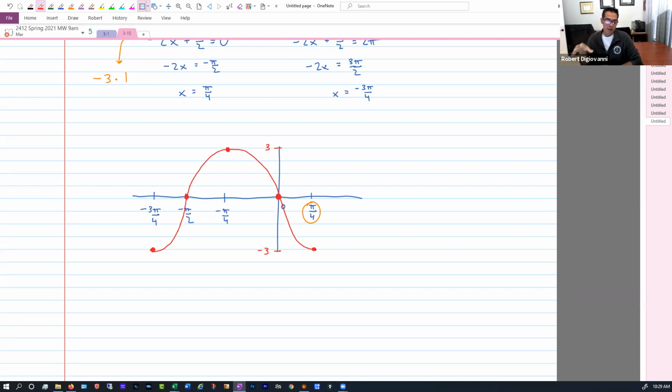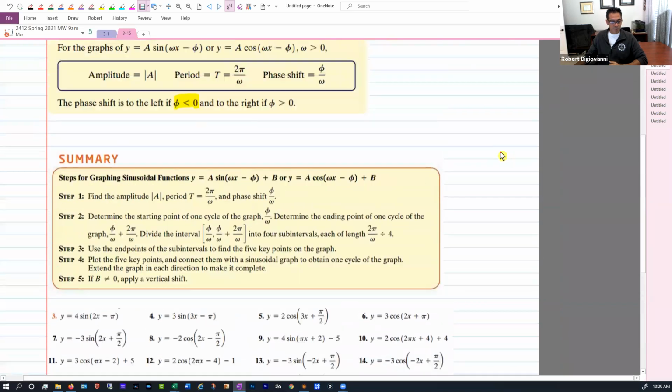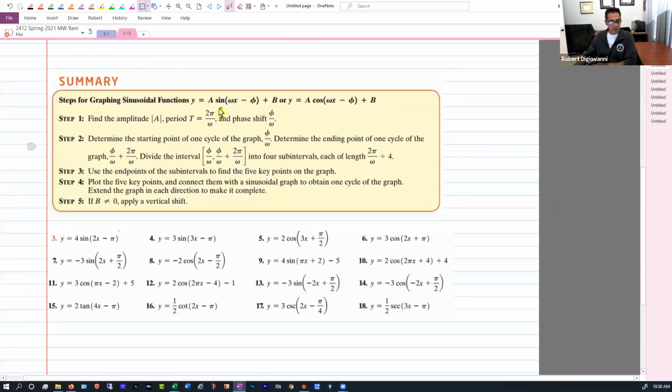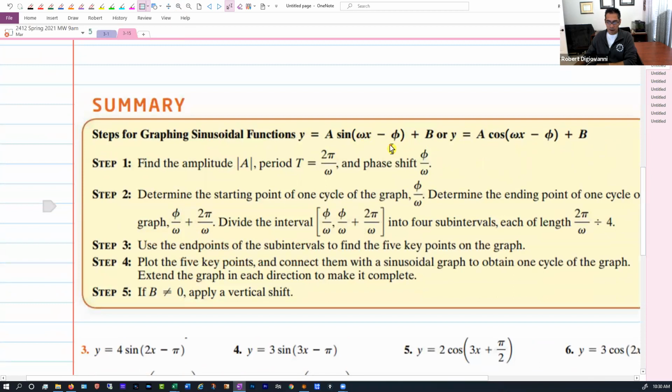These are tricky. I understand that these can really be confusing. I guess if we're going to summarize how we would approach things, if we have something that looks like this or this, and we see a positive omega, if it's a positive number, then just do it the way we were doing it. Do a start, stop, do your points, and just draw the way you would normally draw, right?